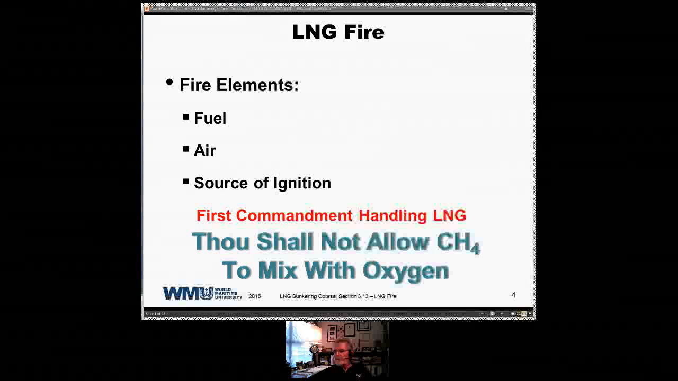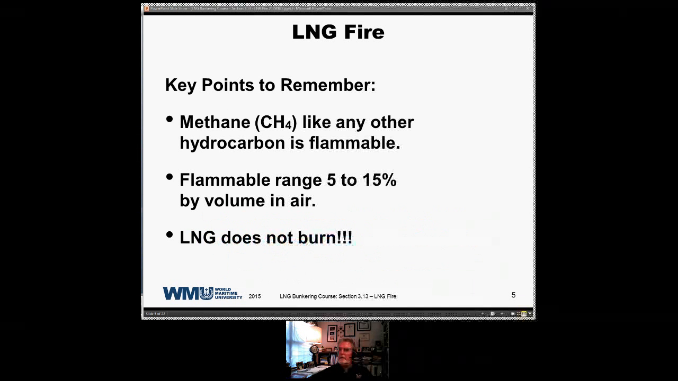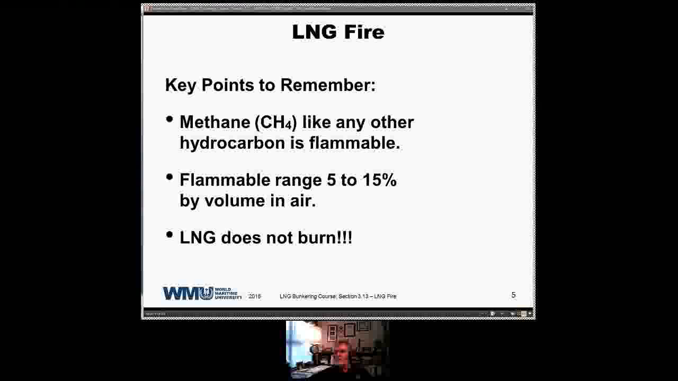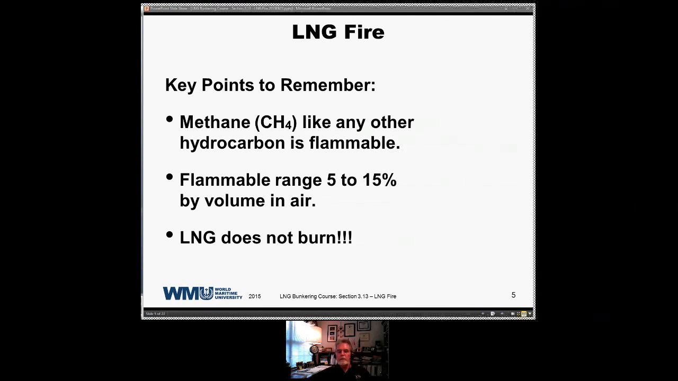But we also have to be prepared if this doesn't happen. So key points to remember: methane is like any other hydrocarbon. It's flammable. LNG is a cryogenic liquid, or liquefied natural gas, which is methane in its liquid state. It's a cold hydrocarbon. And like all hydrocarbons, regardless of where it is, it is a flammable product and it can burn.